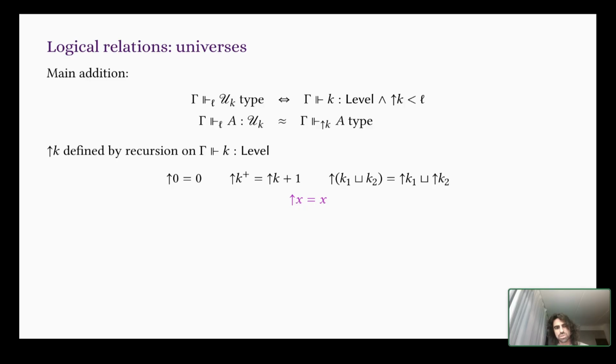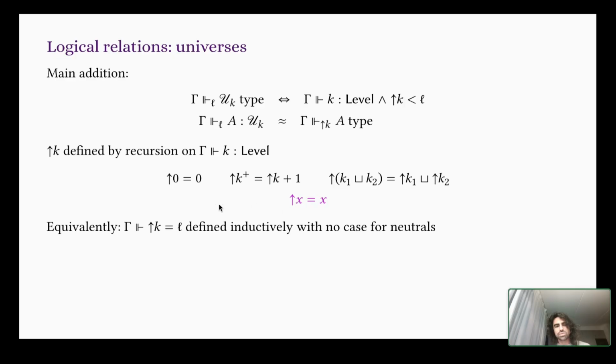In the formalization, we use an abstract block, so it's a definition that Agda isn't allowed to use in any way. Another way to think about it is you could define this function as a relation instead. If you define the graph of the function inductively, then you would just not have a case for neutrals, and this works out.